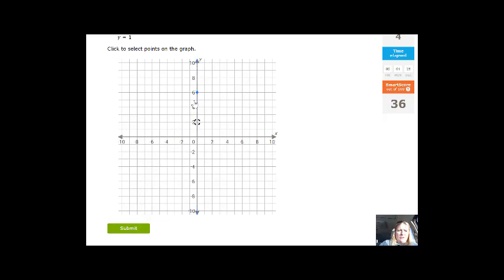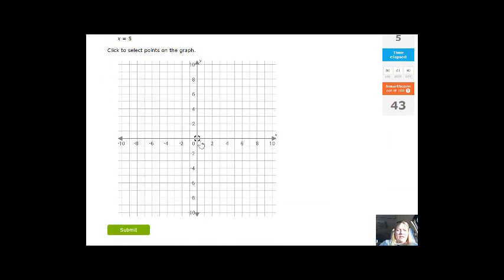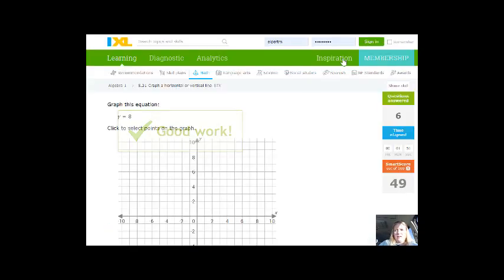Okay. So, whoops. If you make a mistake, go back here at y equals 1. So that means the range is 1. All the y's are 1. The slope is 0. Submit. Here's one more x. X equals 5. So 5 on the x. That means the domain is 5. So all the 5's. You just click anywhere else and submit. And that's what you're going to do.